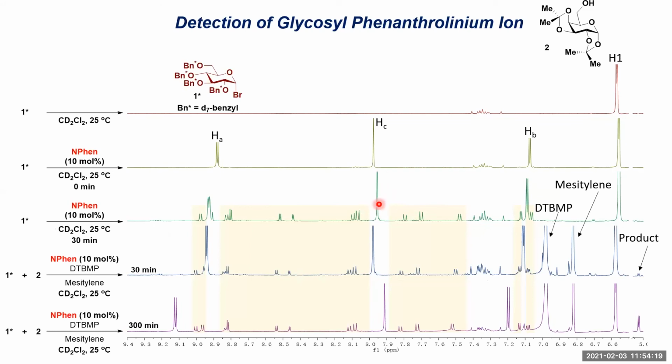And the next thing I did is, what if we add some nucleophile? Can we form some product to prove that this is the intermediate that forms in the reaction? And the answer is yes. After 30 minutes, I start to see the product peaks show up on the NMR at around 5 ppm. And in 5 hours, there is more product showing. At the same time, these new signals still appear around the aromatic region, showing that the catalytic cycle probably still undergoes.